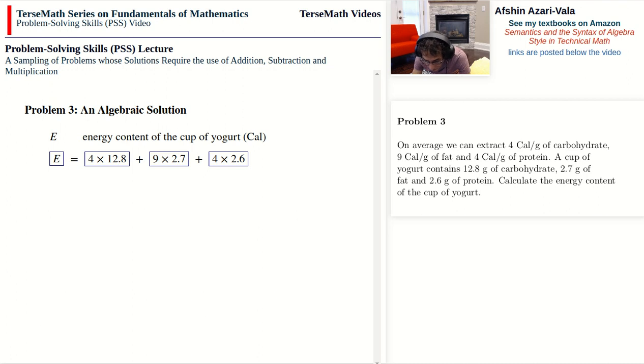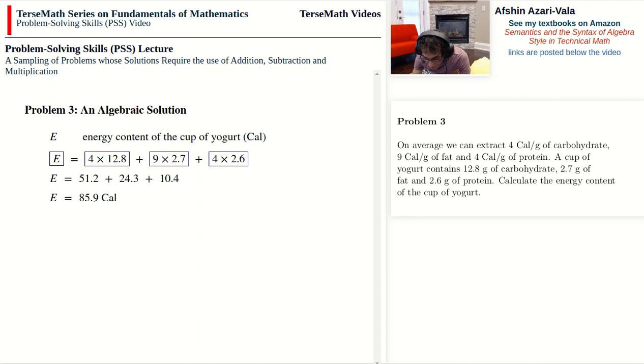Now, what we do next is compute each of the terms and then add them up. 4 times 12.8 comes to 51.2. So the carbohydrates had a total contribution to the energy content of the cup of yogurt to the amount of 51.2 calories. For fat, the total contribution comes to 24.3, and for protein, it comes to 10.4. The grand total computes to 85.9 calories.